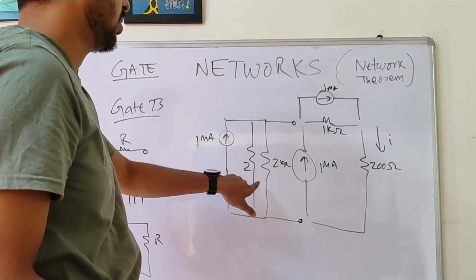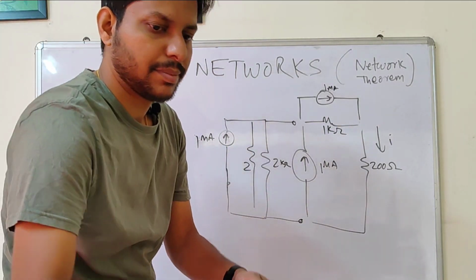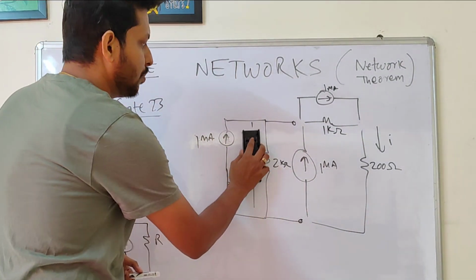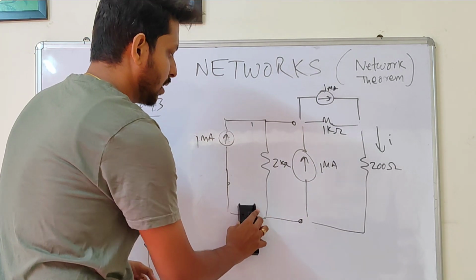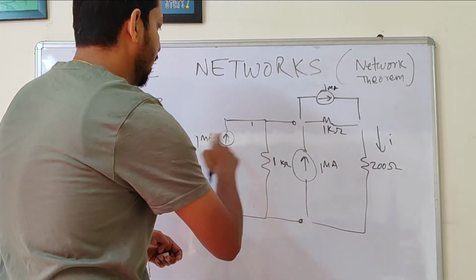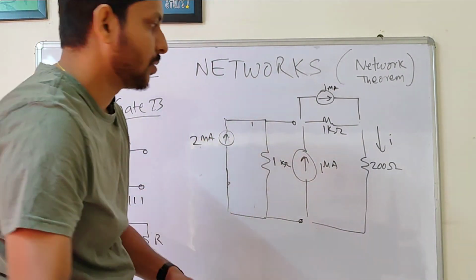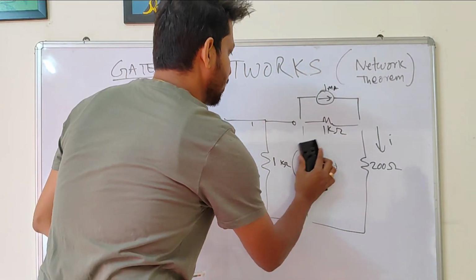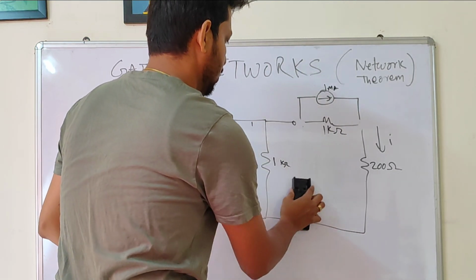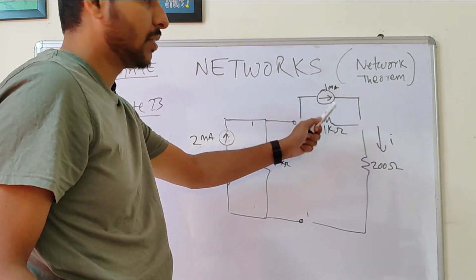Now there are two current sources in parallel and two resistances in parallel. Two resistances in parallel will become 2 into 2 kilo ohm by 4, basically 1 kilo ohm. So this will be a 1 kilo ohm resistance. And let's add these two current sources also, so this becomes a 2 milliampere current source. So we can move this now. Very much simplified.